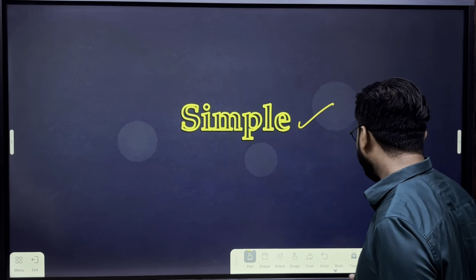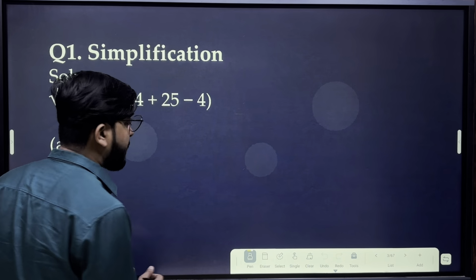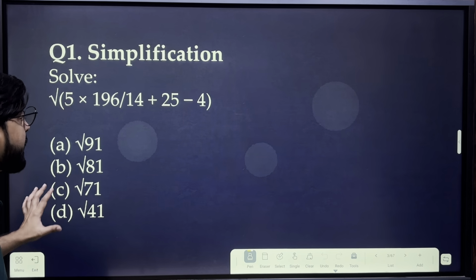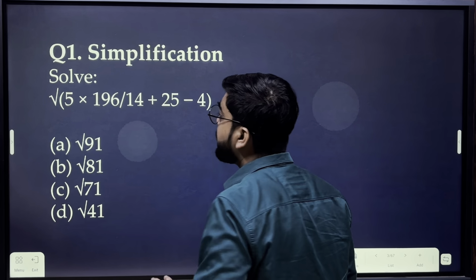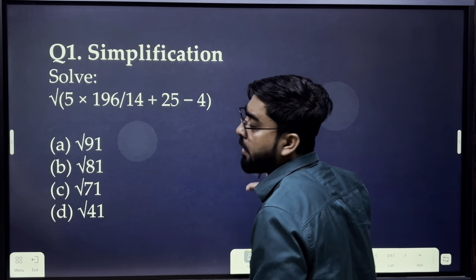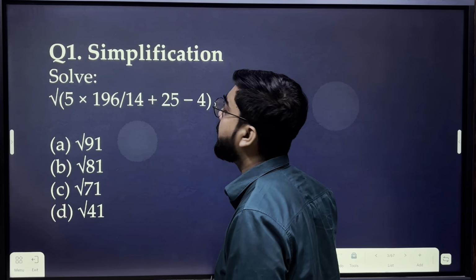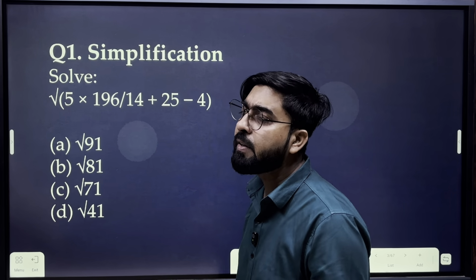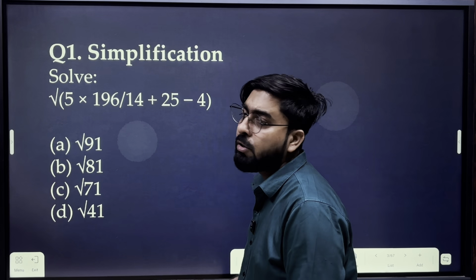So the simple questions which were asked, question number first. You can see and you can solve this before I attempt it. The first question is under root of 5 into 196 divided by 14 plus 25 minus 4. How can you solve this? Very simply, there is no logic in solving this question, no issue of where to start from or how to start from. You can solve this simply.